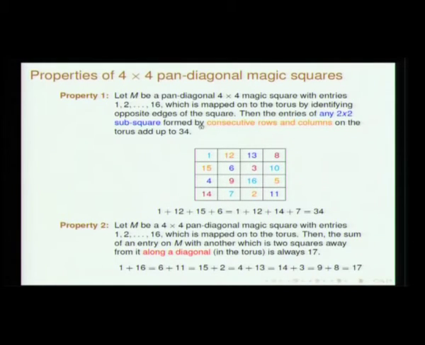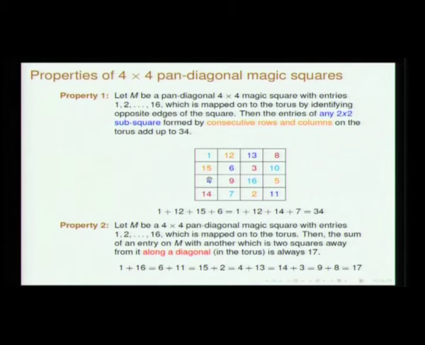So the first property is: given a 4 by 4 magic square with entries 1 to 16, which are mapped onto a torus, which we are trying to explain by identifying the opposite edges, so this maps to this, and so on. Then the entries of any 2 by 2 subsquare, how many such subsquares can be had now? 1, 2, 3, 4, 5, 6, 7, 8, and then center 9, that is all.